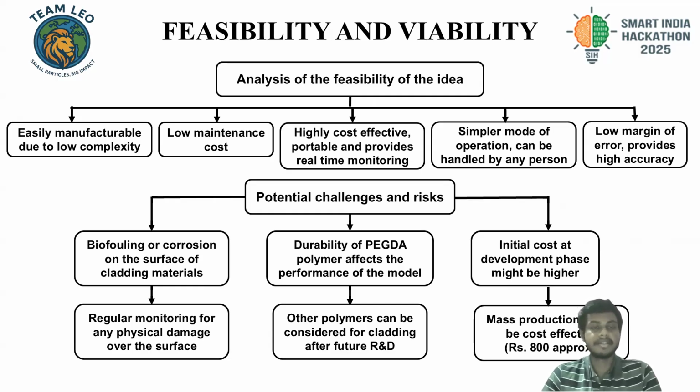Coming towards the potential challenges it poses, there might be biofouling, the growth of microorganisms on the surface of the cladding material. So we propose a solution that if regular monitoring is done, it can be eradicated. The durability of the hydrogel is also a concern, and for that purpose, other polymers might be considered as a cladding material after future research and development. In the initial development phase, the cost might be higher, but when mass production is done, the cost comes down to around 800 rupees per sensor.